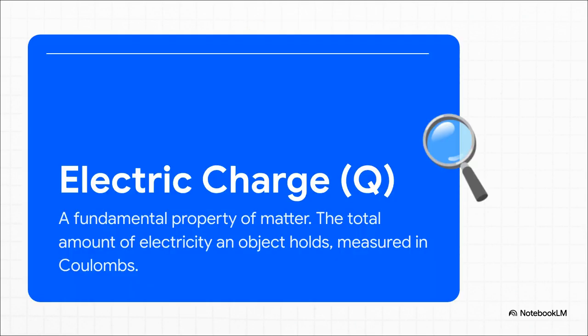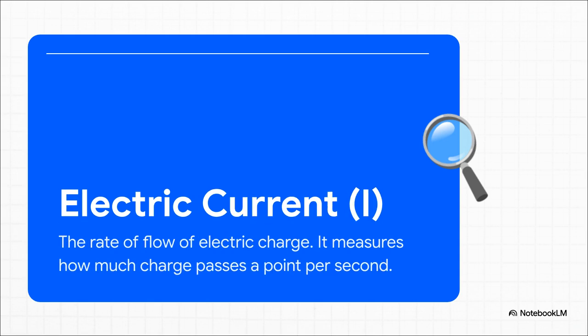Okay, so electric charge, which we usually write as Q, is a basic property of matter, just like mass. You can think of it as a static thing, the total amount of electricity that an object is holding, and we measure this in a unit called coulombs. And then you have electric current. We call it I. That's what happens when all that charge starts to move. It's not about how much stuff there is, it's about the rate of flow, how fast that stuff is moving past a certain point. And that's what we measure in amperes, or amps.